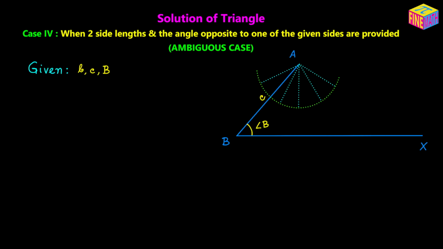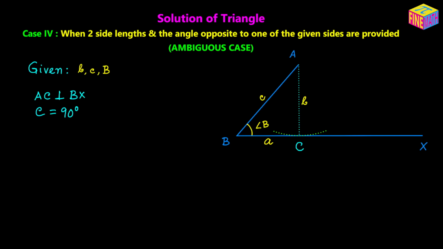So the next question is, what is the minimum required value of b so that we can at least draw a triangle? Well, if you think about it, the length of b should be at least equal to the perpendicular distance from A up to the line segment BX. That means if we draw an arc from A, it should touch the line segment BX. Then the side b will be the perpendicular distance of the line segment BX from the point A, and that is the shortest distance, the minimum required size of b so that we can draw a triangle.